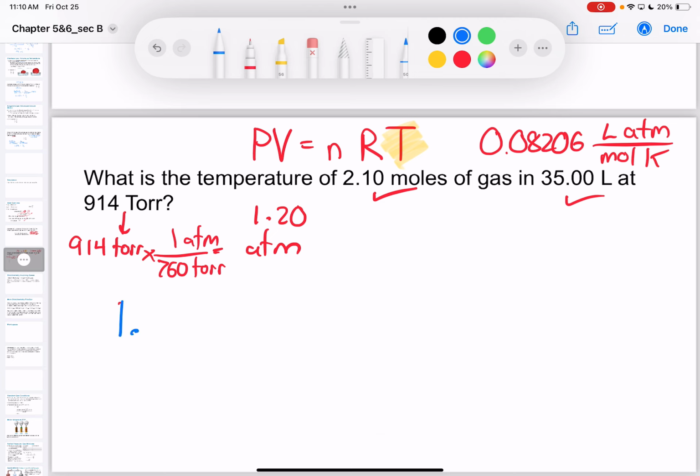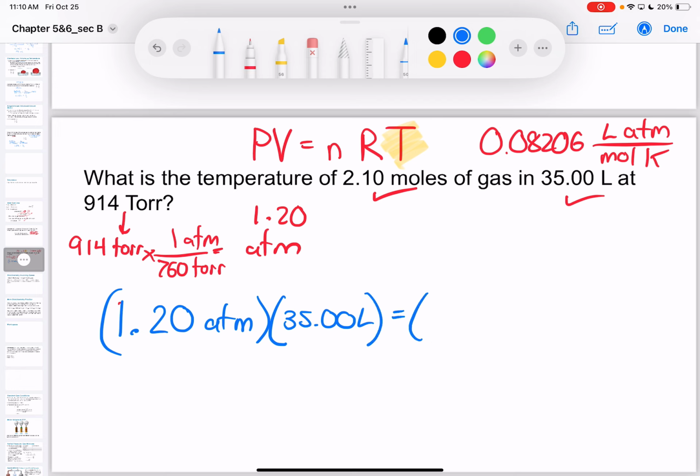So the pressure, 1.2 atmospheres. Volume, 35 liters. Moles, 2.10. Constant, 0.08206. And temperature is what we're solving for.